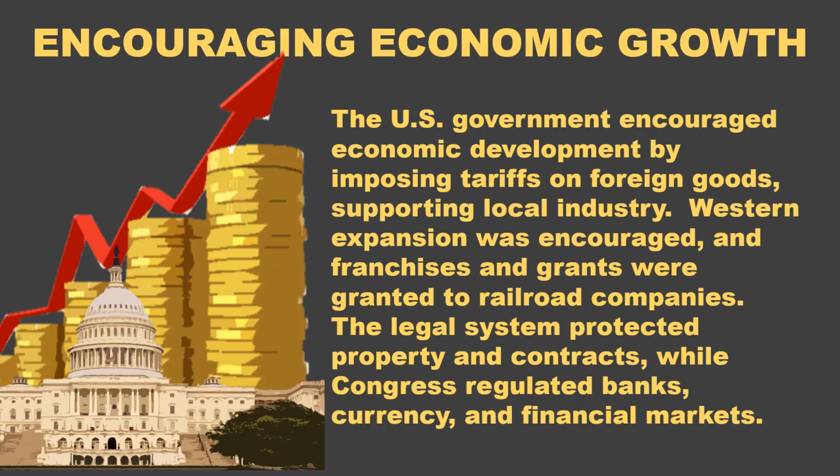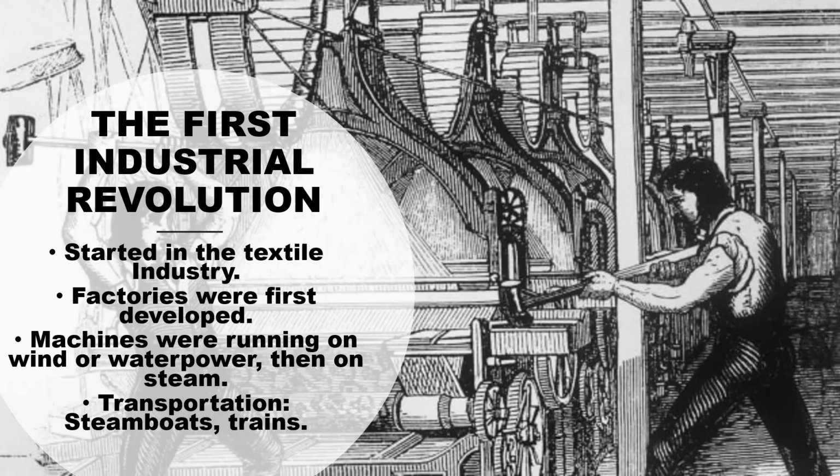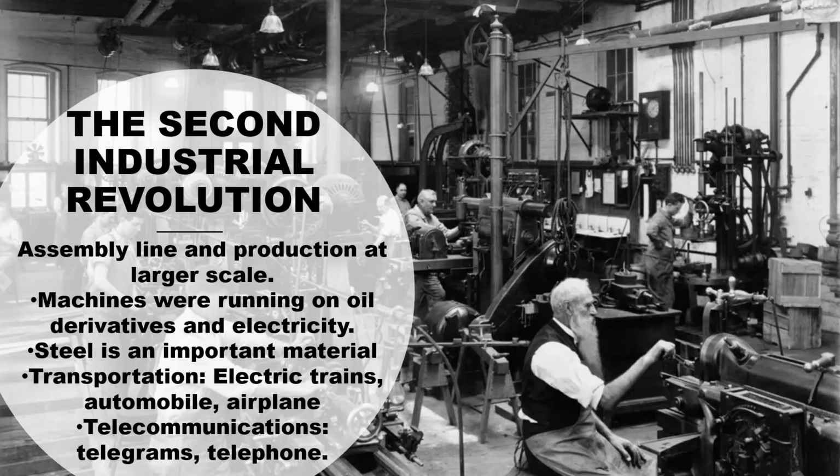The legacy of the First Industrial Revolution was another crucial factor. The First Industrial Revolution started in the textile industry in England in the 18th century. As a result, factories were first developed and machines running on wind or water power and later steam power greatly increased productivity. Steam would also power boats and trains, improving transportation. The United States followed England's steps, becoming the second nation to develop an industrial sector early on.